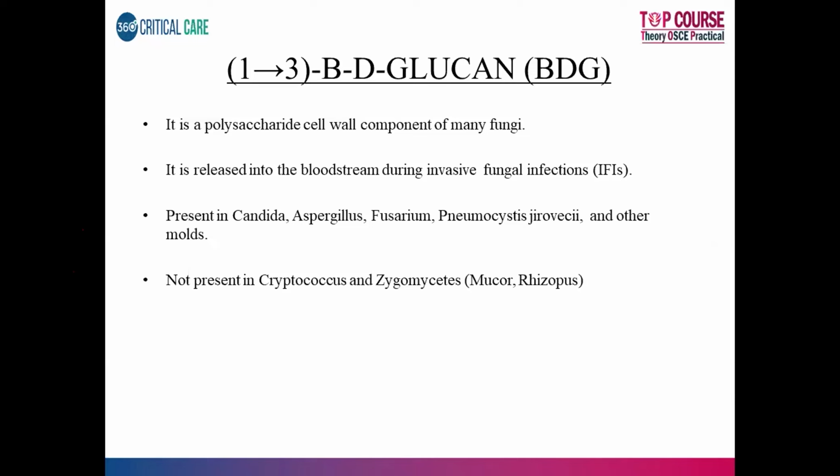Now comes your 1,3-beta-D-glucan. This is a polysaccharide cell wall component of many fungi. Galactomannan is only for Aspergillus, but this 1,3-beta-glucan can be present in most of the fungi. It is released into the bloodstream during invasive fungal infections, and it is present in many fungi: Candida, Aspergillus, Fusarium, Pneumocystis, and other molds. But it is absent in your Cryptococcus and your Mucor. So 1,3-beta-D-glucan will not be positive in your cryptococcal infections nor your Mucor.